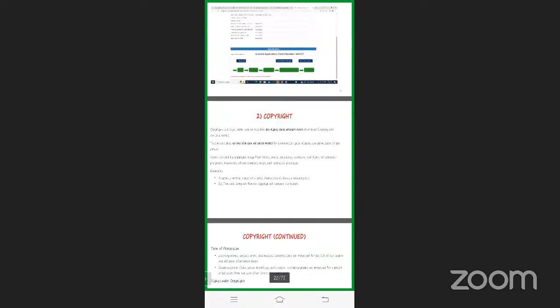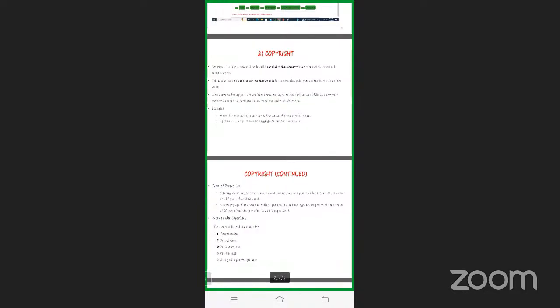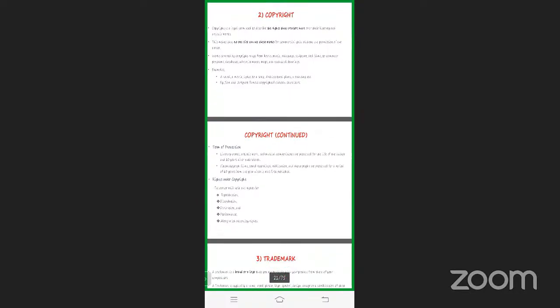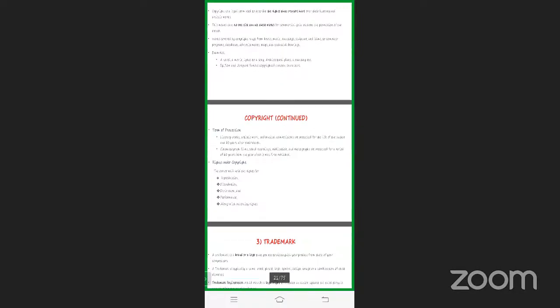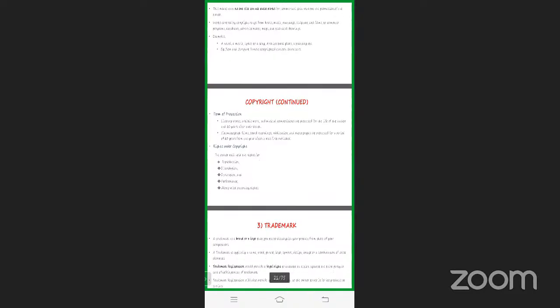The next thing is copyright. Copyright is a term used to describe the right that creators have over their literary or artistic works. These can include things like books, paintings, music, literary works, films, programs, and drawings. These are some examples of copyright. A famous copyrighted example is the cartoon familiar among kids, Tom and Jerry. It is regarded as a famous copyrighted cartoon character.